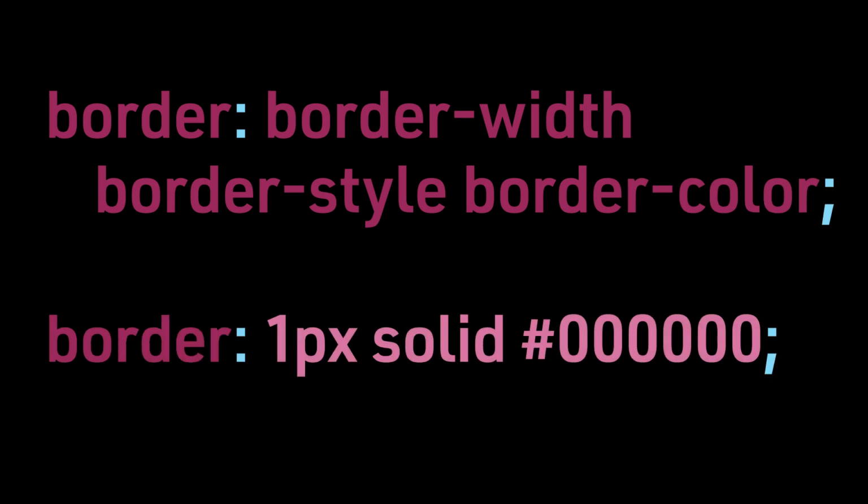Border, border width, border style, border color. Border, 1 pixel, solid, hashtag 000000. The first shows how we need to write the shorthand out, specifying the width first, then the style, and finally the color. The second declaration states that we want a 1 pixel solid black border all around our element.